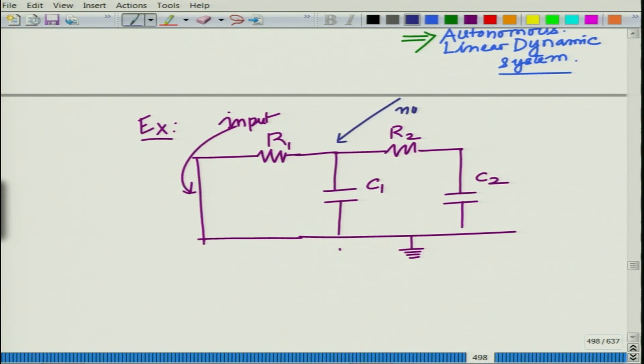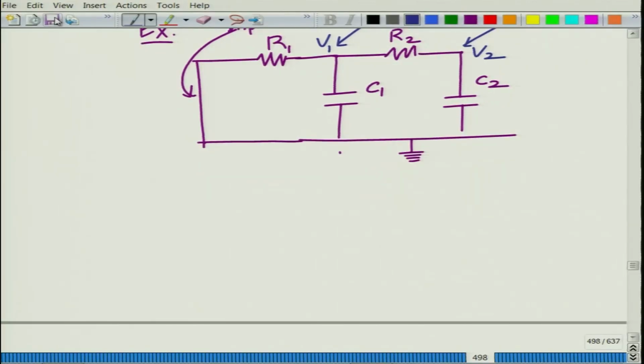So, this is your node 1, this is your node 2, let us call this V1, and this voltage V2. Naturally, these are the voltages across the capacitors. A capacitor discharges at a certain rate. So, you know that V1 and V2 are going to be functions of time. In fact, I should be writing V1(t), V2(t). As I said, for convenience, sometimes we can drop these time indices. All right. So, V1, V2, these are functions of time.